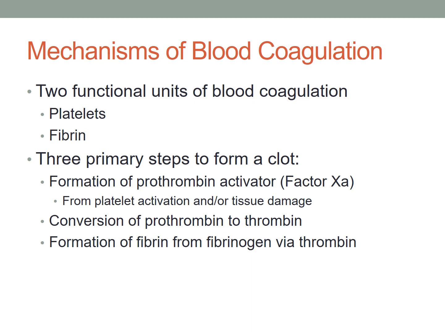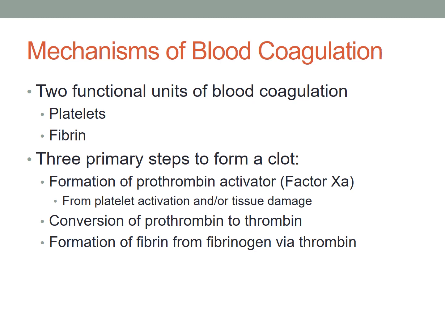So there are two functional units of blood coagulation: platelets, which start the clotting process, and fibrin, which is a portion of the blood clotting cascade that forms the clot complex. Now there are many steps to forming a clot, but to form a good clot, the three primary essential steps are to form prothrombin activator or factor Xa.